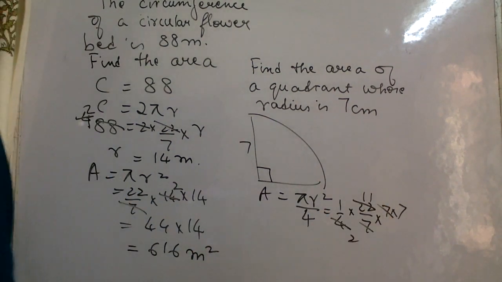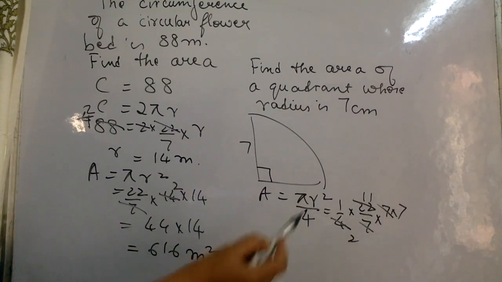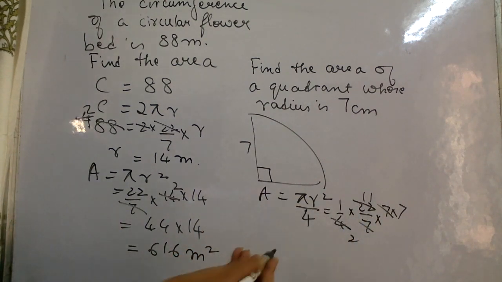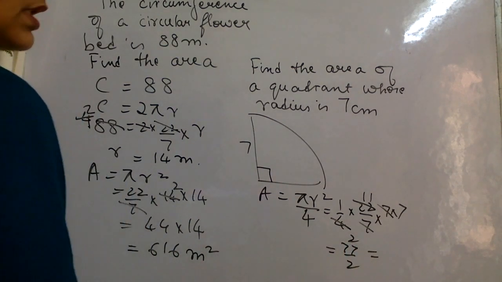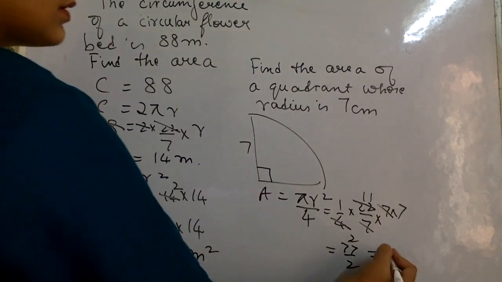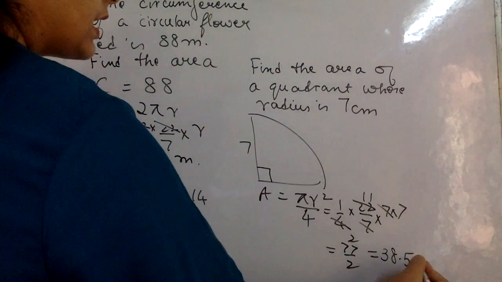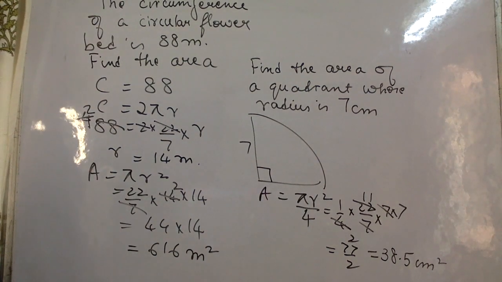So how much am I getting? I am getting 11 into 7 by 2, isn't it? So what I am getting is 77 by 2, which is 38.5 centimeter square. That is my area of the quadrant.